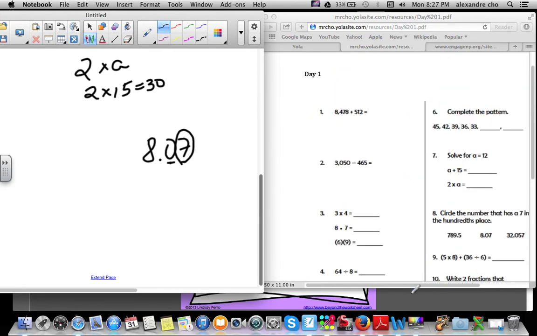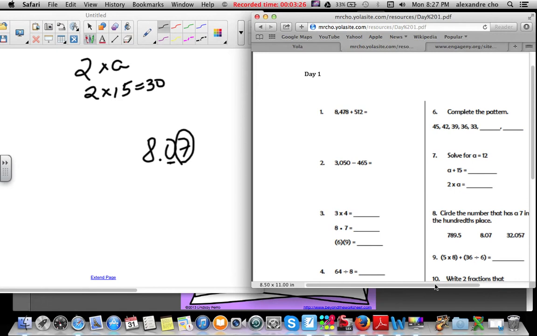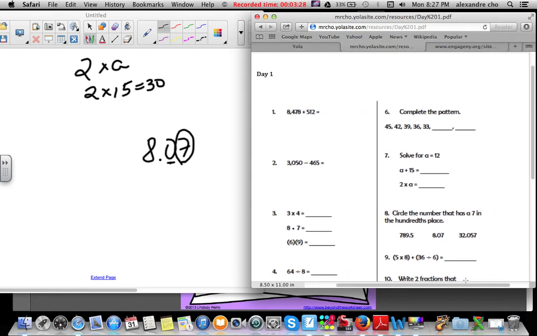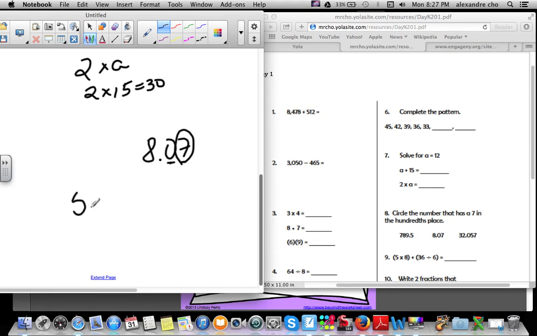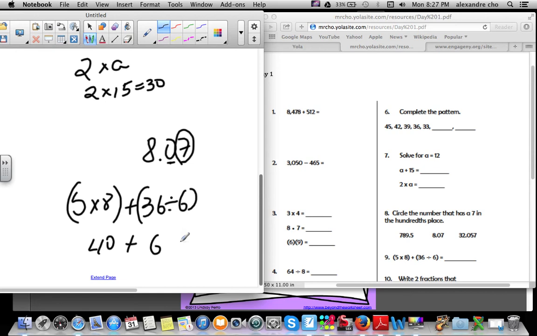Number 9 is order of operations. Okay, get to practice some of that. And let's see if I can write that down. It's 5 times parentheses 8 plus 36 divided by 6. All right, so very easy. Order of operations says I should do parentheses first. So in this parenthesis I have 40. In the second parenthesis I have 6, and that gives me 46.